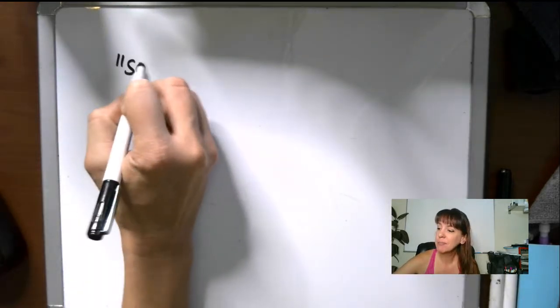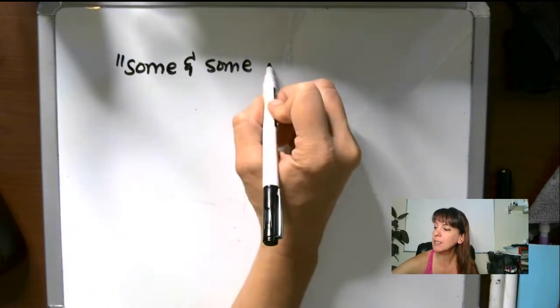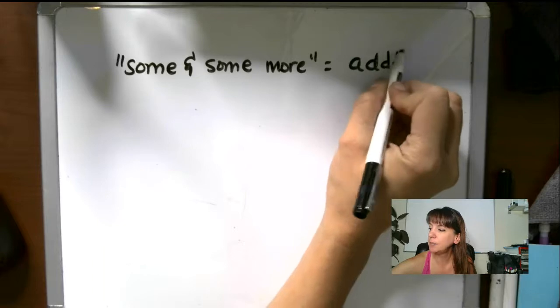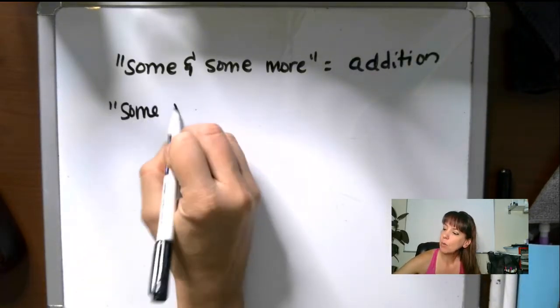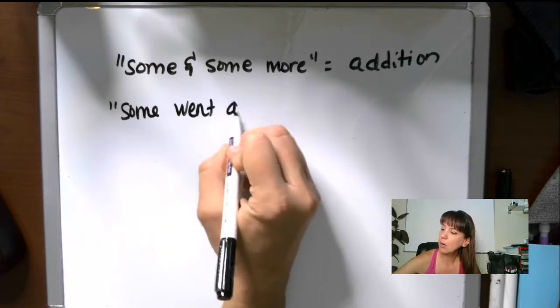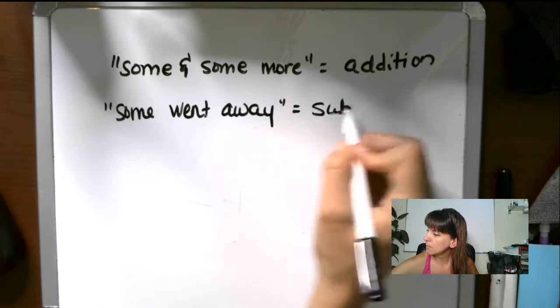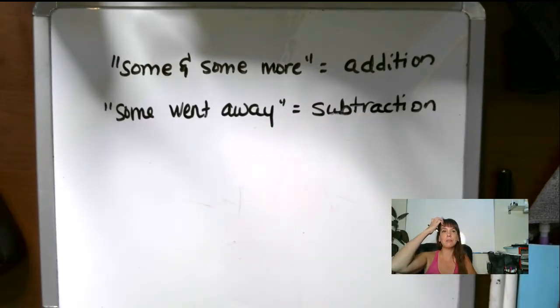First, some and some more equals addition. Some went away, that equals subtraction. So make sure that you've written those things down for lesson 11, okay?